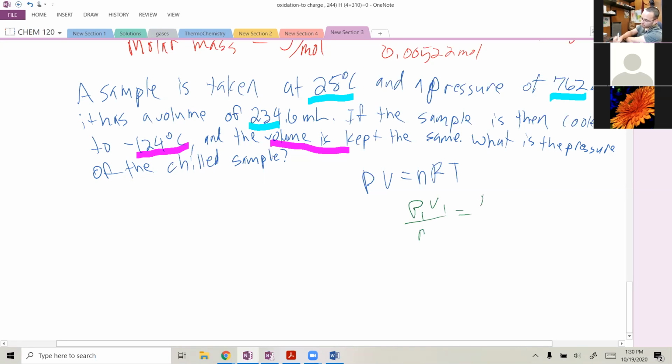All right. And so what I like to do is I just include all of it to begin with, right? P1V1 over n1T1 equals P2V2 over n2T2. And then we can remove anything that has stayed the same. Anything that's staying the same is going to end up canceling itself out. And so this is called the combined gas law.